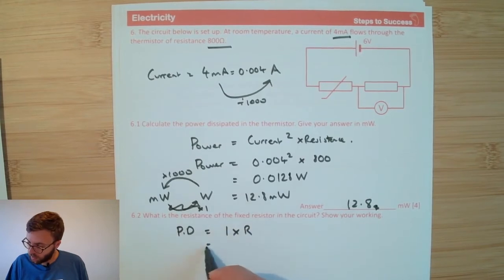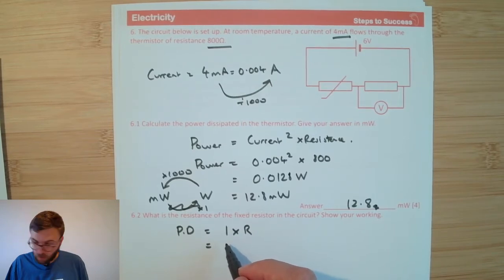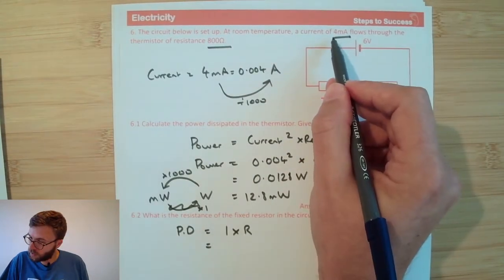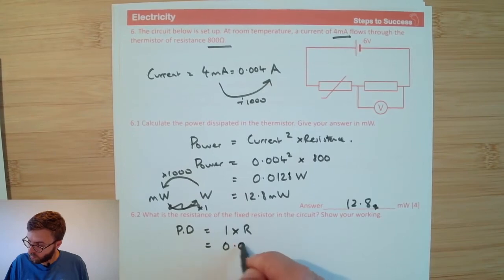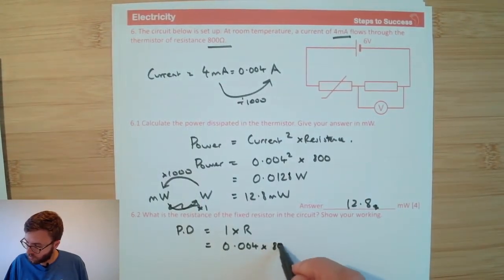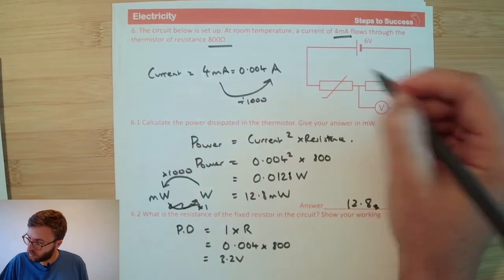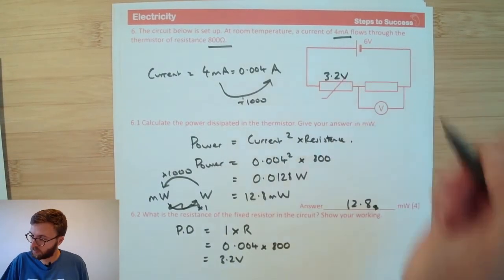So if we work this out, the potential difference equals the current, which is 0.004, multiplied by the resistance, which is 800. And if we work those out, we get 3.2 volts. So we know that the potential difference here is 3.2 volts.